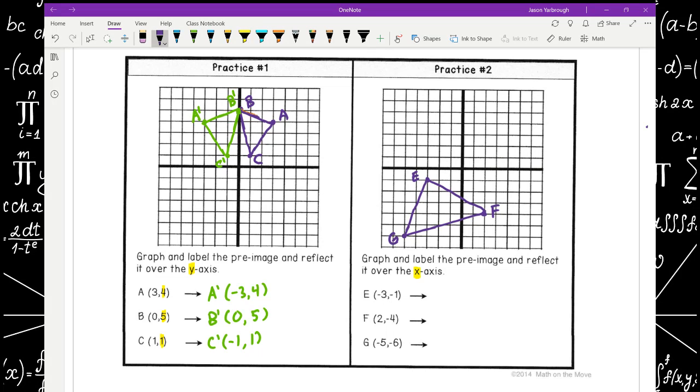And now we're going to work with the reflection. So we get E prime, F prime, and G prime. Again, it's the x-axis, so the x stays the same, the y becomes the opposite. We still have -3, but that -1 becomes +1. We still have 2, but that -4 becomes +4, and we still have -5, but that -6 becomes +6.